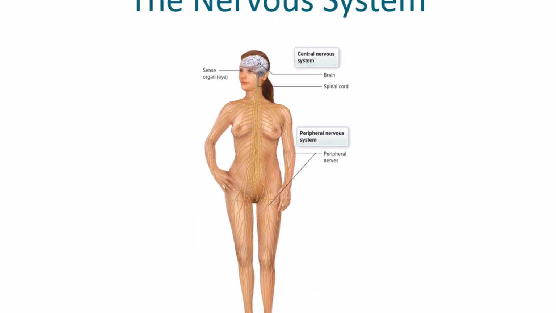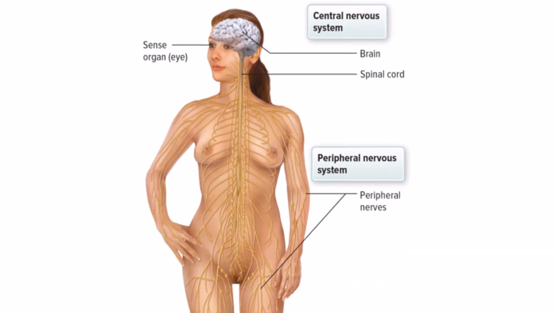All right, central nervous system. It coordinates the activity of the brain, spinal cord, and sense organs, such as the eye. The peripheral nervous system consists of peripheral nerves that branch out from the brain and spinal cord and connect the central nervous system to the limbs and organs.